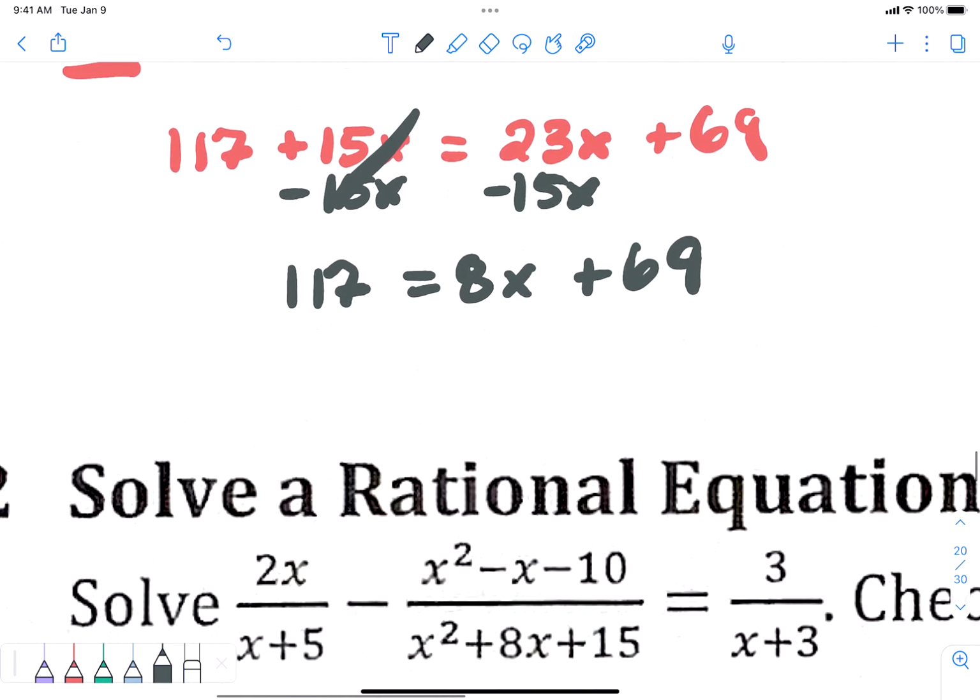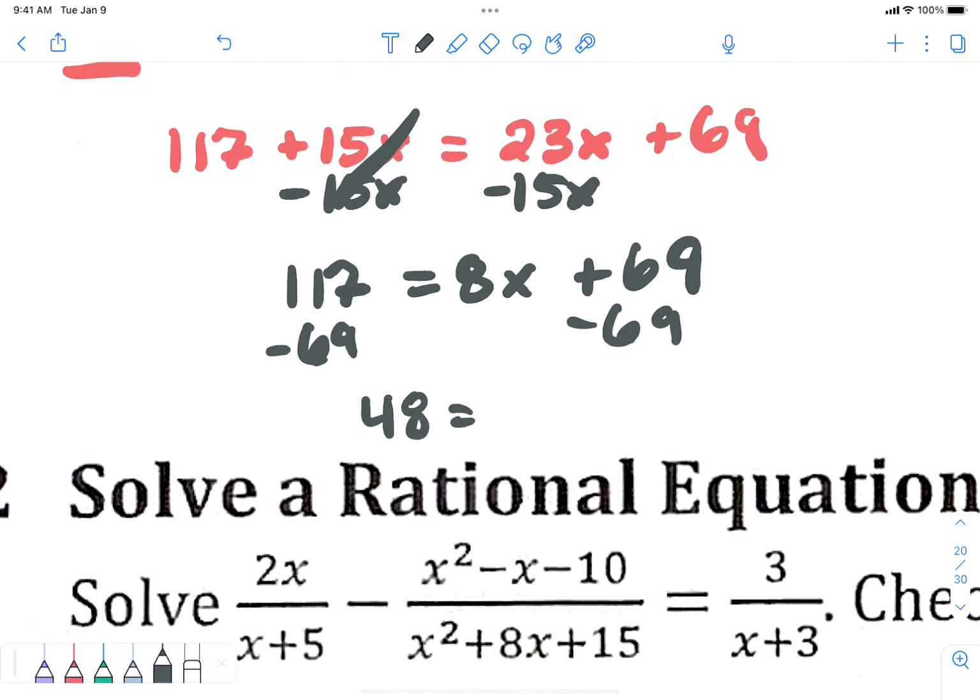You see that? 48. You got it. All right, let's subtract 69. And that is 48, yeah? Now what? Divide by 8 and x is 6.